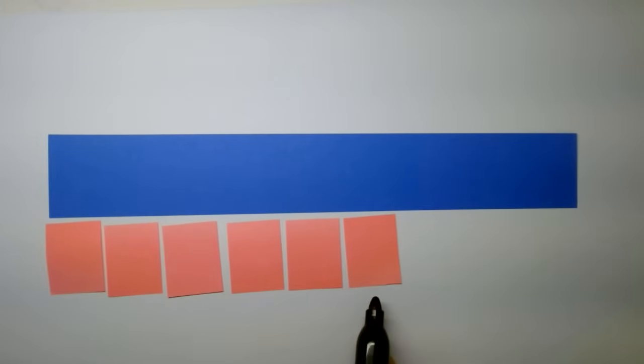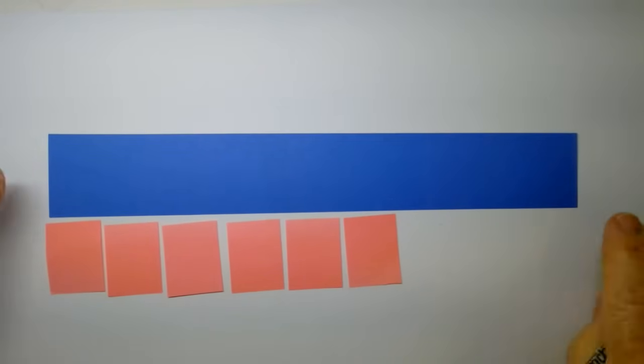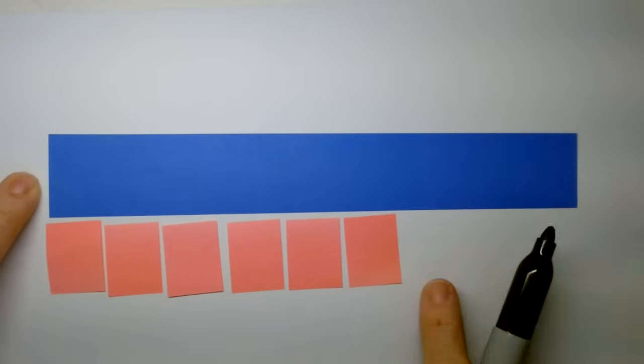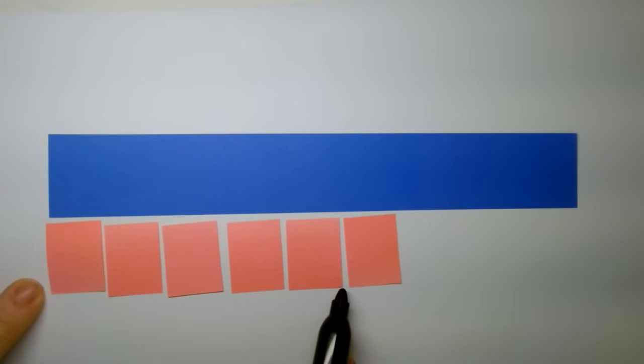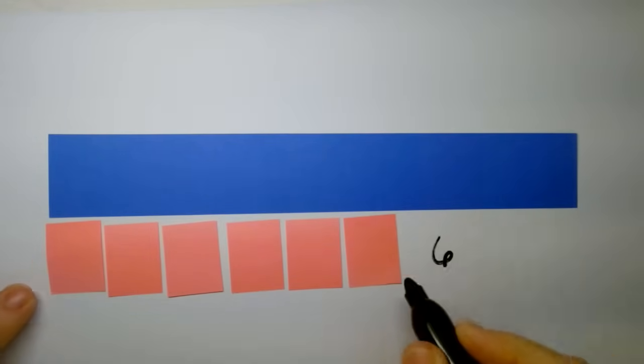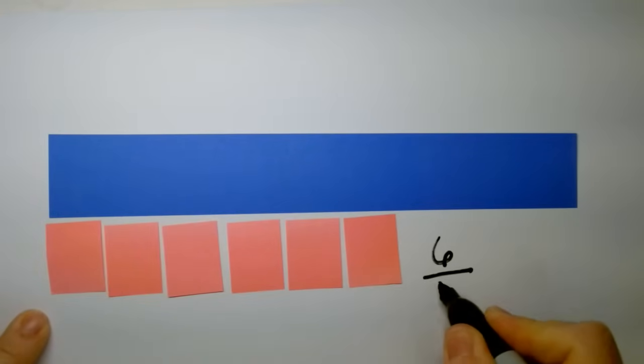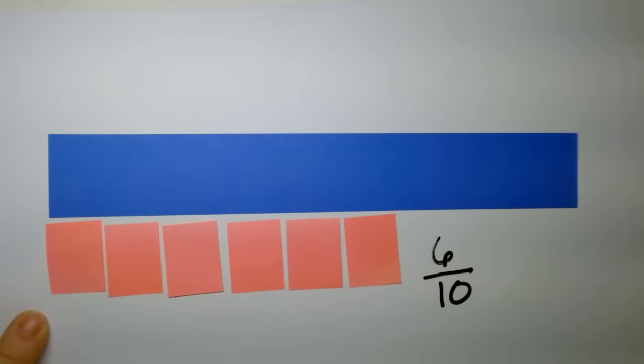How long is the pink line right now? It's less than 1, so if this is 1 inch, this is less than 1. This would be 1, 2, 3, 4, 5. This would be 6, and if it takes 10 of them to make a whole, it would be 6/10. You see that?